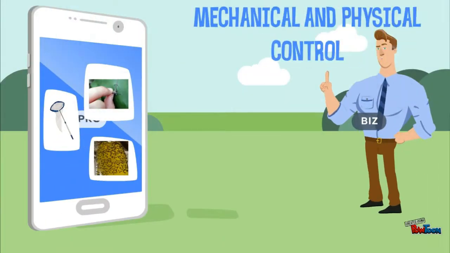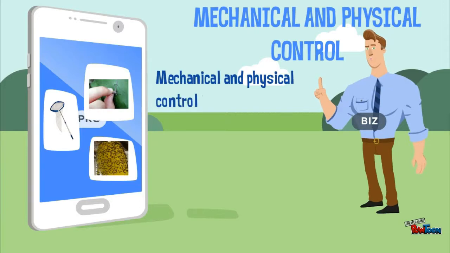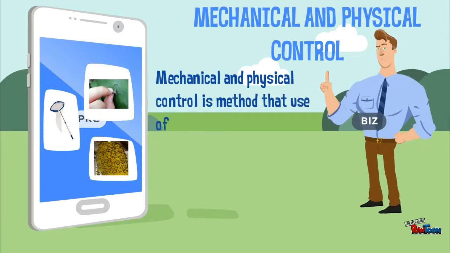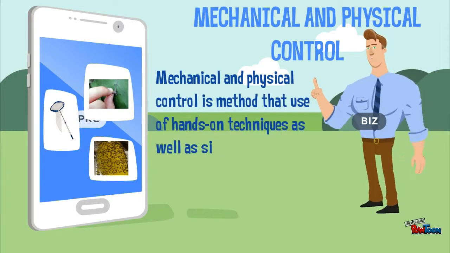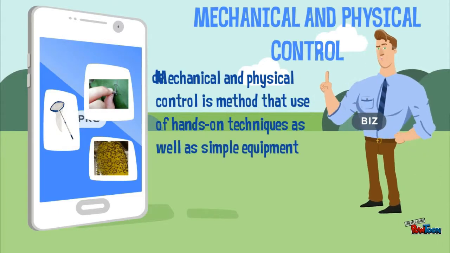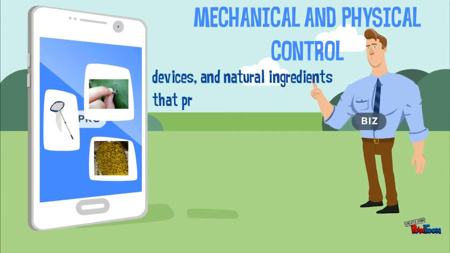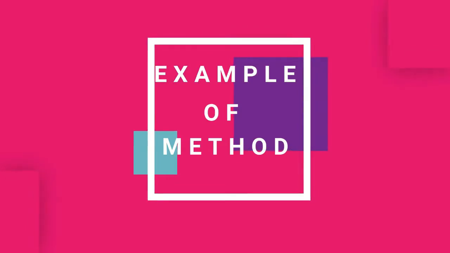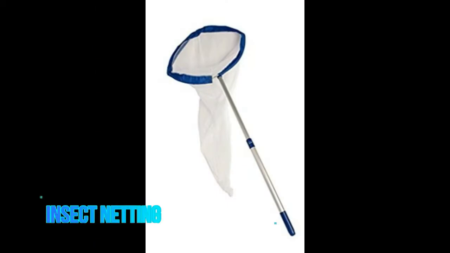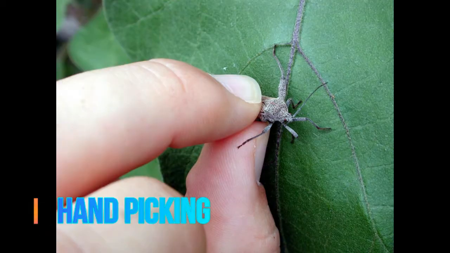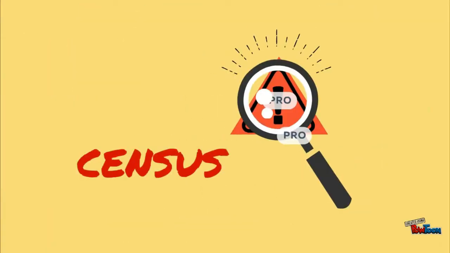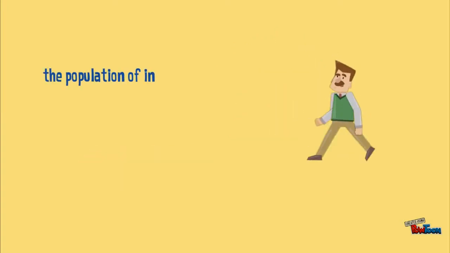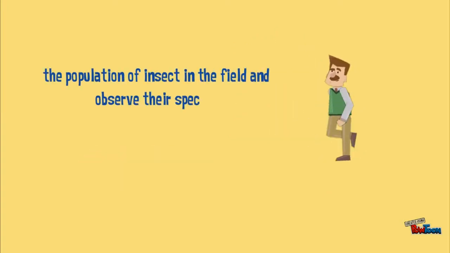Mechanical and physical control. Mechanical and physical control is a method that uses hands-on techniques as well as simple equipment, devices, and natural ingredients that provide a protective barrier between crop and insects. Examples of this method are application of sticky traps, insect netting, and hand picking pests off plants. This method is usually used for census, to observe the population of insects in the field and observe the species.